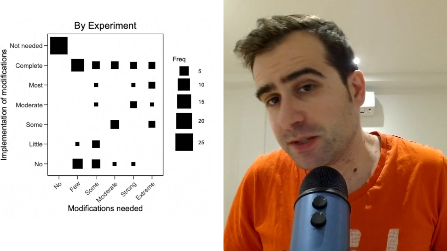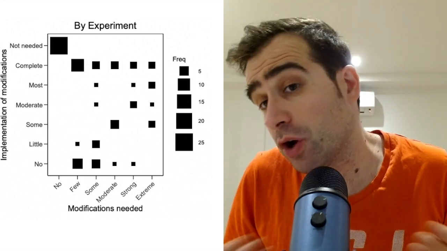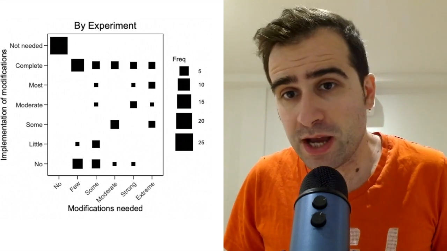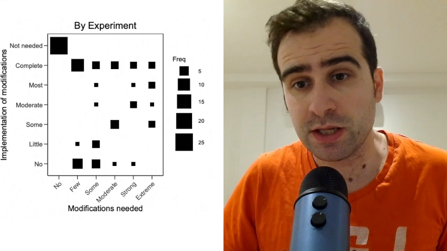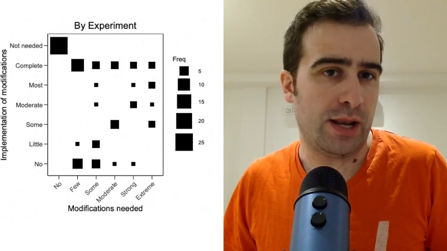Let's talk about the modifications that the experiments require in order to be reproduced. We see that few experiments did not require any modifications. Most of them require some modification in different degrees. And what is surprising is that some experiments require extreme modifications to be done compared to what was published originally.